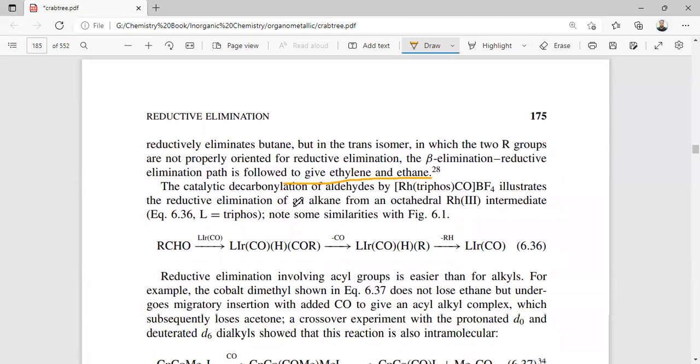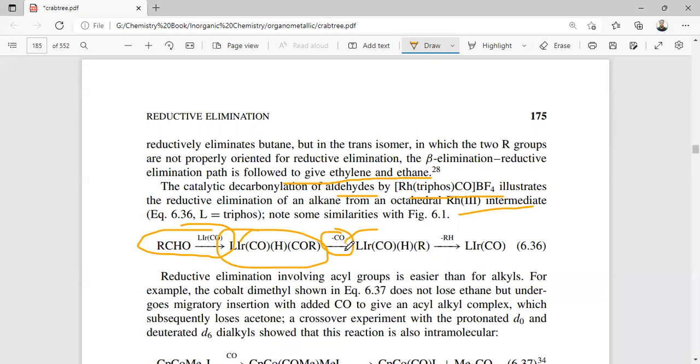So catalytic decarbonylation of aldehydes by rhodium triphos COBF4 illustrates the reductive elimination of the alkane from the octahedral intermediate. So here RCHO reacts with the iridium complex with CO to form this oxidative addition product. Then the carbonyl is eliminated from this. Then the alkane is removed from this intermediate.